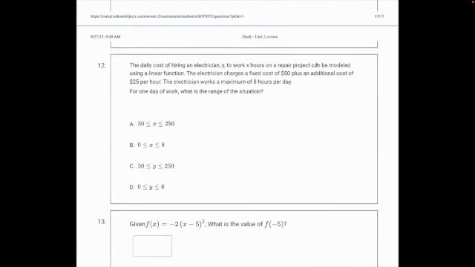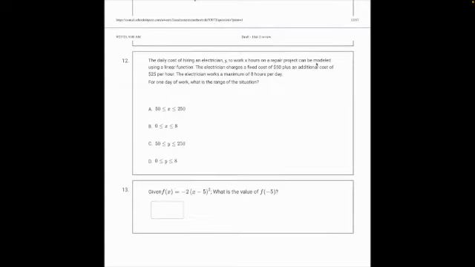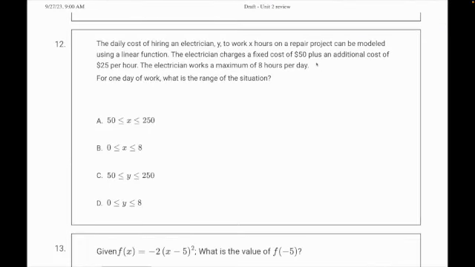Alright, numbers. Alrighty guys, take a look at this one. Number 12. The daily cost of hiring an electrician. Sabrina. Talk about sign language today.